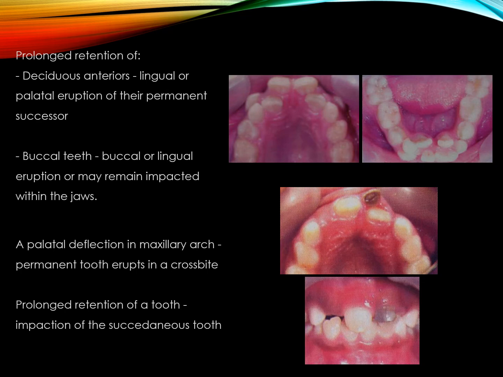Prolonged retention of deciduous anteriors can cause lingual or palatal eruption of their permanent successors. If it's the buccal teeth, then there can be buccal or lingual eruption, or at times the successors can even be impacted within the jaws. However, if there is a little deflection in the maxillary arch, it can cause the permanent teeth to erupt in a crossbite.